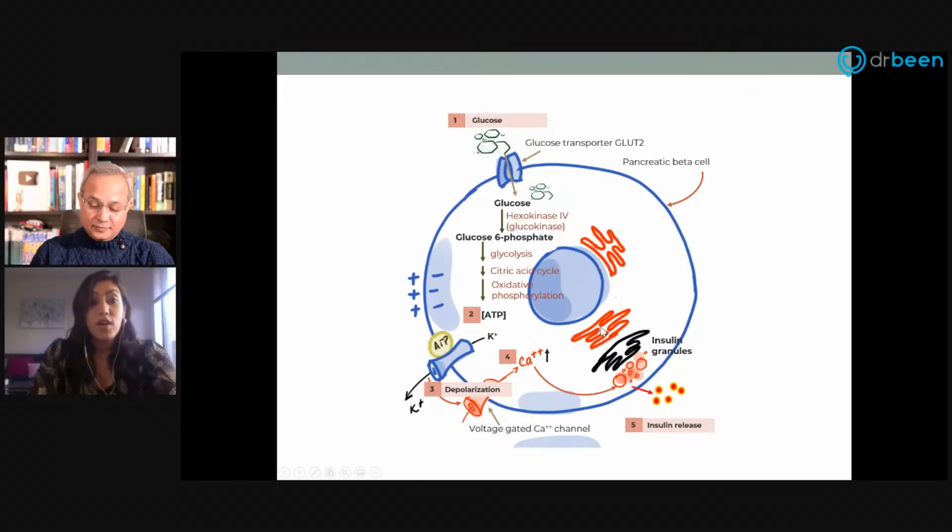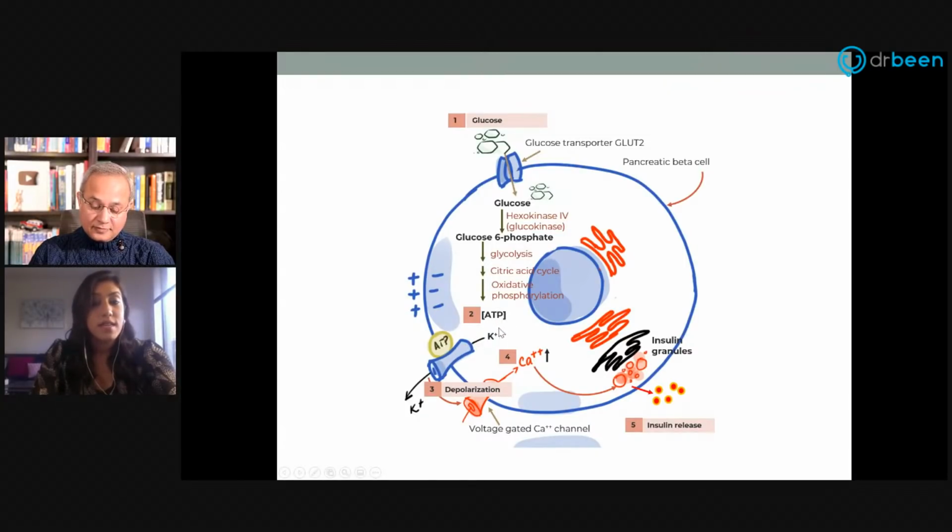So now let's say we have a carb-rich meal, okay? Lots of glucose in the bloodstream, lots of glucose enters the cell. Now it goes through the pathway. Glucokinase isn't inhibited by feedback inhibition. So we have more ATP in the cell, more ATP builds up. It inhibits that potassium channel. Now we have decreased potassium efflux from the cells.